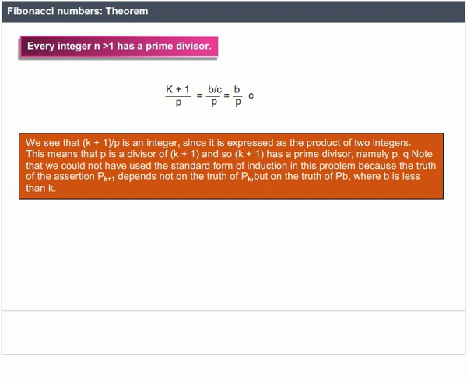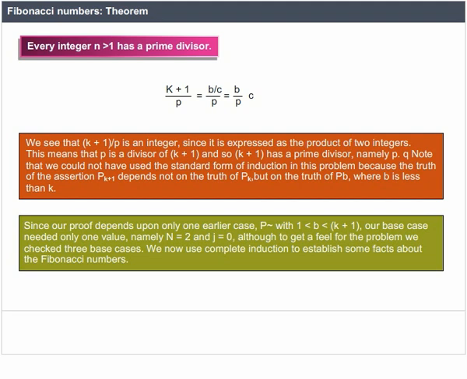Note that we could not have used the standard form of induction in this problem because the truth of the assertion Pk plus 1 depends not on the truth of Pk but on the truth of Pb, where b is less than k. Since our proof depends upon only one earlier case, P follows with 1 less than b less than k plus 1. Our base case needed only one value, namely n0 equal to 2 and j equal to 0, although to get a feel for the problem, we checked 3 base cases. We now use complete induction to establish some facts about the Fibonacci numbers.